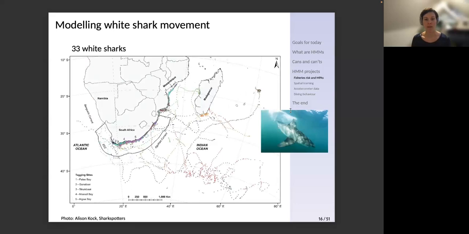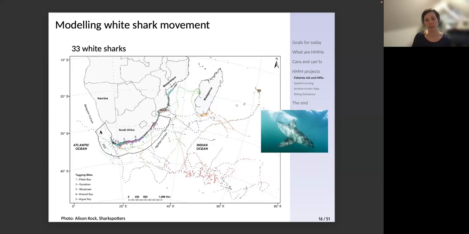So this involved 33 white sharks that were tagged in 5 locations. There's some little numbers along the coast of South Africa, if you can see my cursor. And these are the places where the white sharks were tagged. It was a range of males, females, juvenile, subadults, and some adults as well. And the tracks, each color represents a different individual.